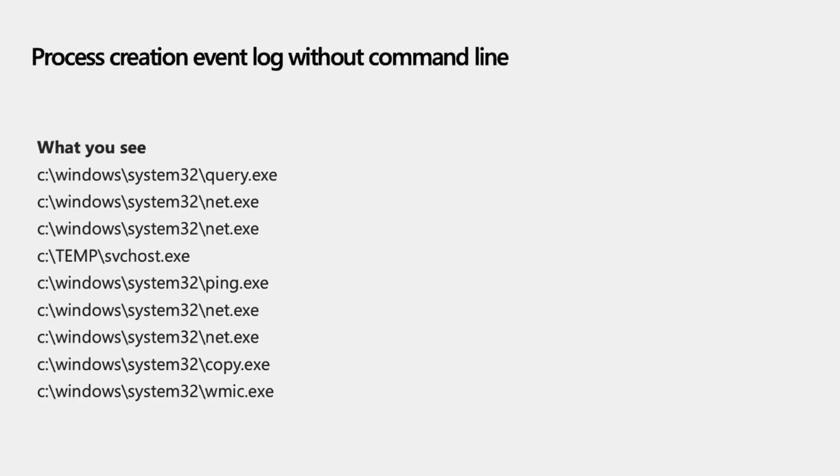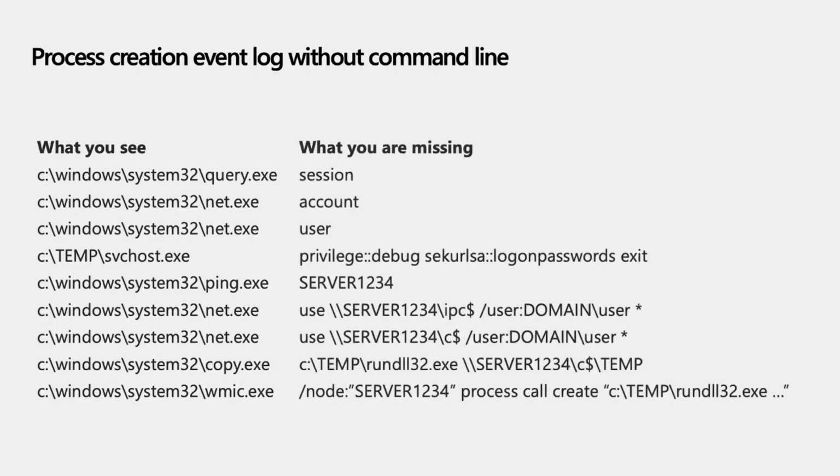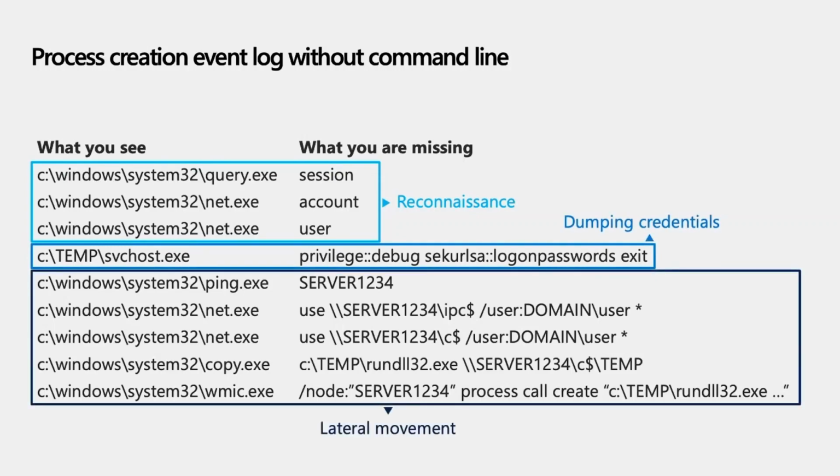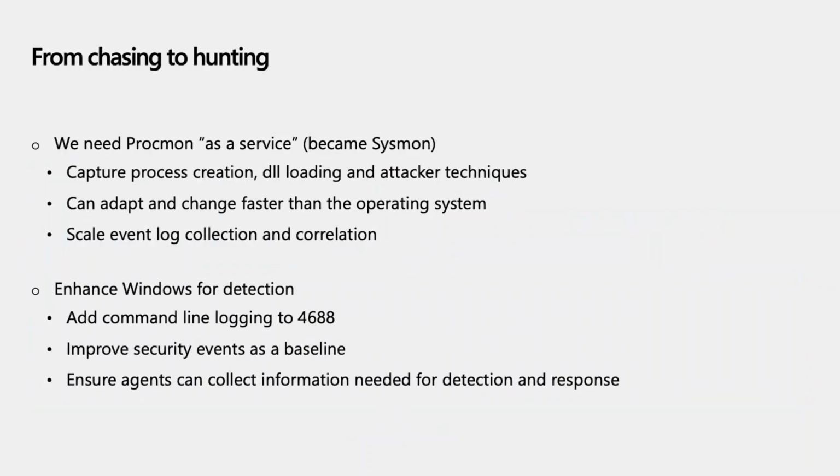What you wanted to see was the full command line so that you could see that reconnaissance was being done, credentials were dumped, and there was lateral movement happening. So you could figure out exactly that the attackers went on this machine, they used this malware, they used these techniques, and they moved to another machine, and you could then define the access the attackers had, but it was very hard to do so. So what we wanted to do was to move from chasing attackers to hunting them.